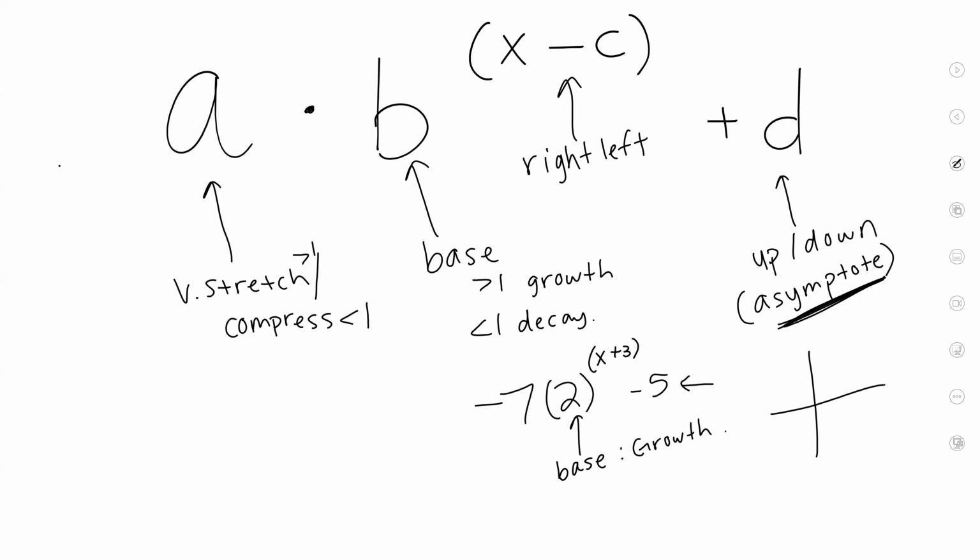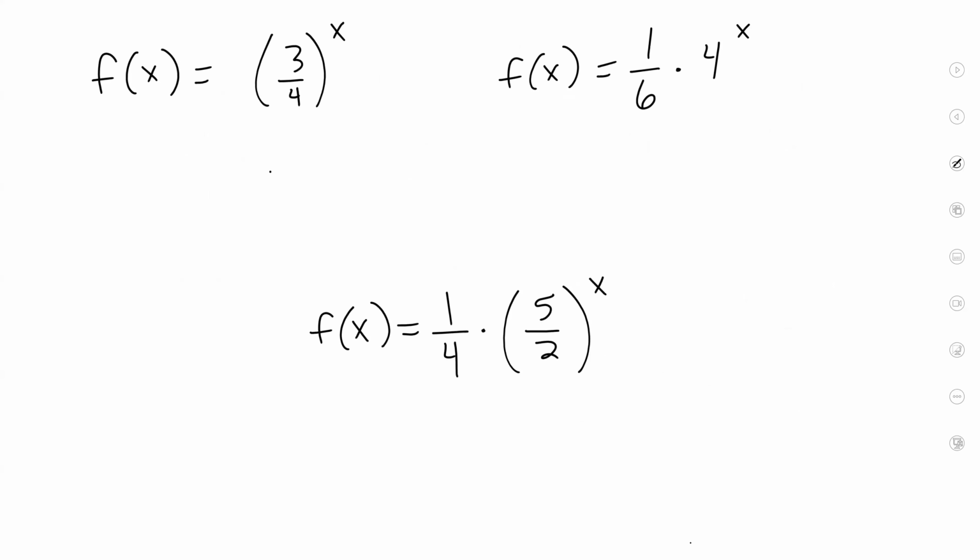It's going to go down 5. That's where your asymptote is. So at negative 5, you're going to draw your asymptote. Since it's growth, I know it's going to look like this. However, it's reflected as well, so it'll look like that. Make sense? All right, great. Let's go ahead and look at some of your examples.